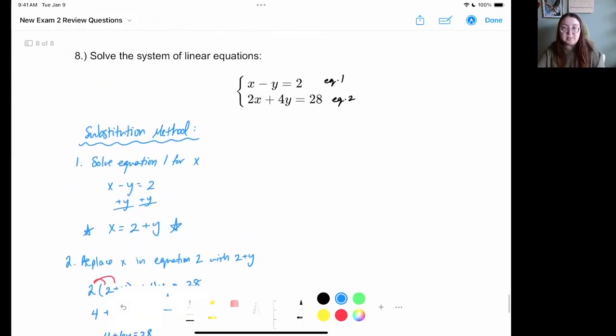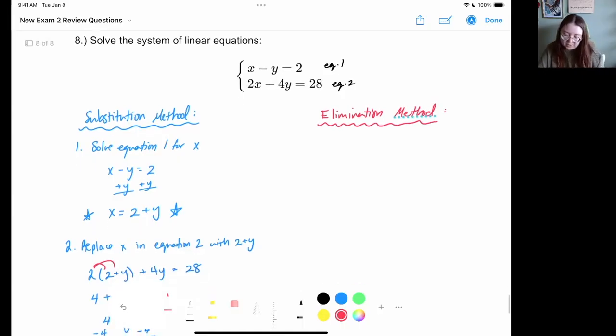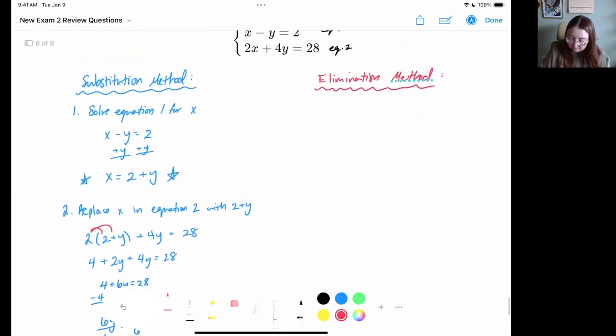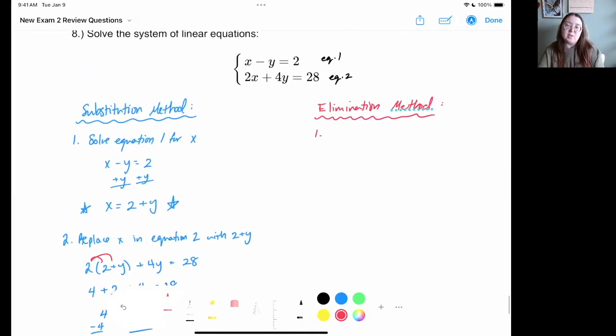Now we're going to go ahead and use the elimination method. The elimination method is a little bit shorter, but it requires some creativity and manipulation, so if that's not something you're comfortable with, I highly recommend the substitution method. But for the elimination method, your first step is to manipulate your equations in some way so that one of your variables, x or y, ends up with opposite coefficients between equation 1 and equation 2. Opposite coefficients are the same number, but one is positive and one is negative.